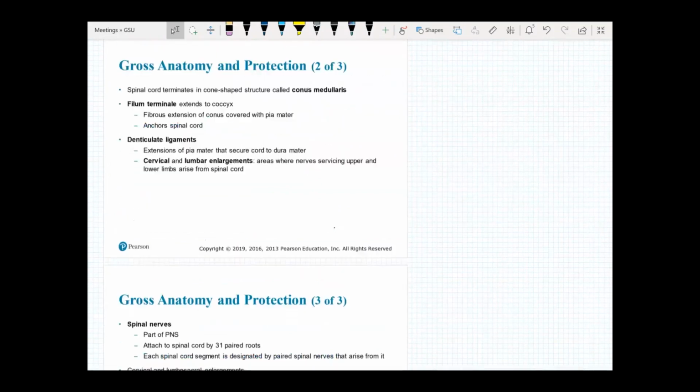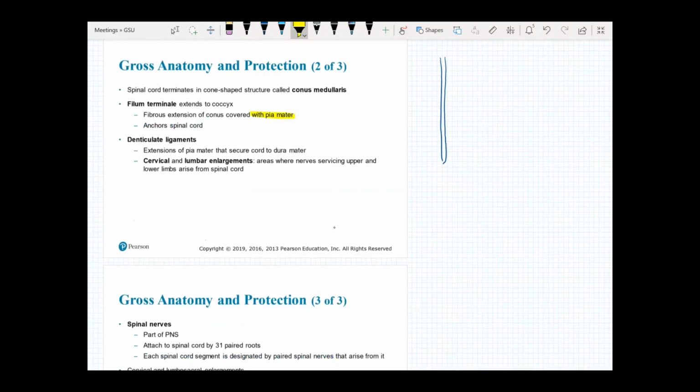At the end of your spinal cord, if this is your whole spinal cord, it does end in a cone-shaped structure that is called the conus medullaris. And then the filum terminale is the part of it that continues all the way to the coccyx part of the vertebrae. Again, this is also covered by our meninges, so it's covered in our pia mater. The goal of this is to really anchor your spinal cord all the way down the length of the vertebral column.